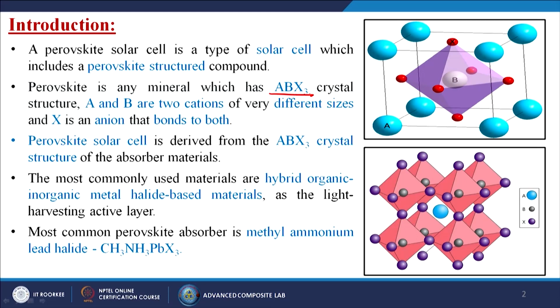The perovskite solar cell is derived from the ABX3 crystal structure of the absorber material. The most commonly used materials are hybrid organic-inorganic metal halide based materials as the light harvesting active layer. The most common perovskite absorber is methyl ammonium lead halide, so you can see CH3NH3PbX3. X can be anything, so any kind of halogen group we can put over there.